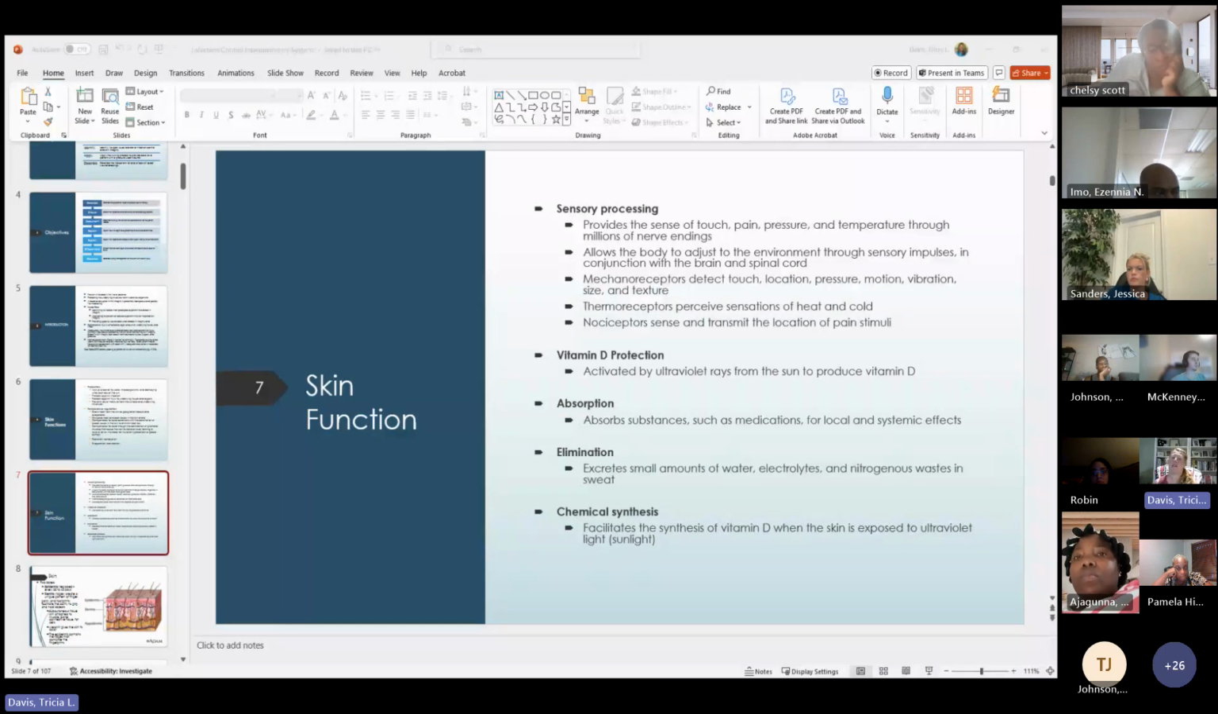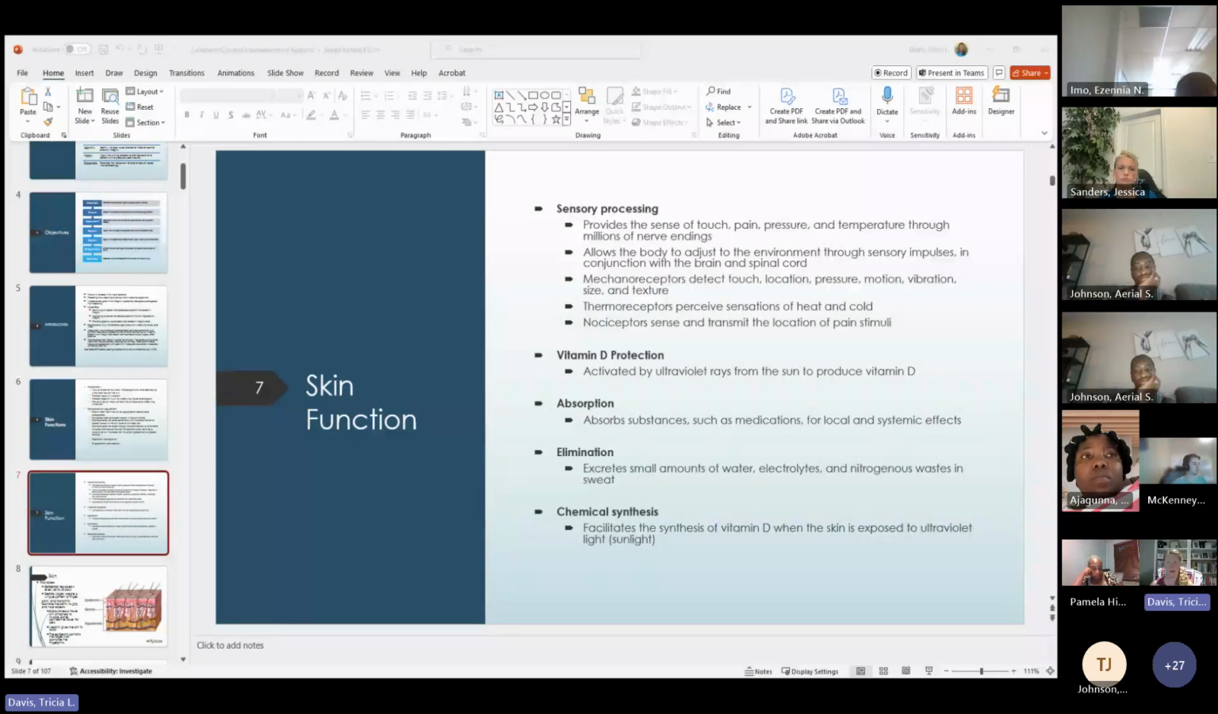Patients that have neuropathy and other sensory issues don't get that. So they just continue to stay in that uncomfortable position, which then leads to loss of nerve conduction and damages the skin and things like that. It allows the body to adjust to the environment through those different sensory impulses, works together with your brain and your spinal cord. We have these mechanoreceptors that help detect touch, location, being able to sense, do we feel certain things here or there? Is there any pressure? Do we have any pain?